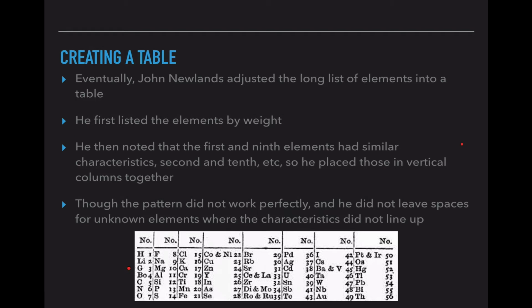So looking at this table, we have hydrogen with lithium underneath it, which is the same as our current periodic table. We have fluorine with sodium underneath it, which is not the same as our current periodic table. Chlorine and potassium, cobalt and nickel in the same category with copper underneath. So as you can see, he didn't leave spaces. He used only the elements that were present at the time and did not know to leave spots for new elements that have yet to be found.